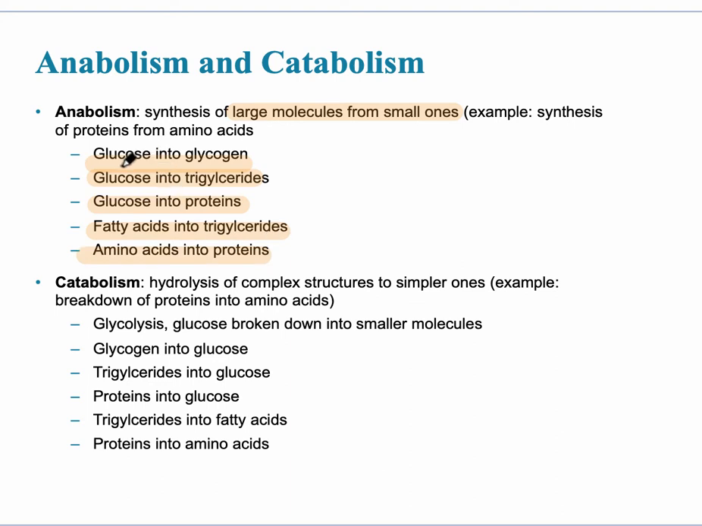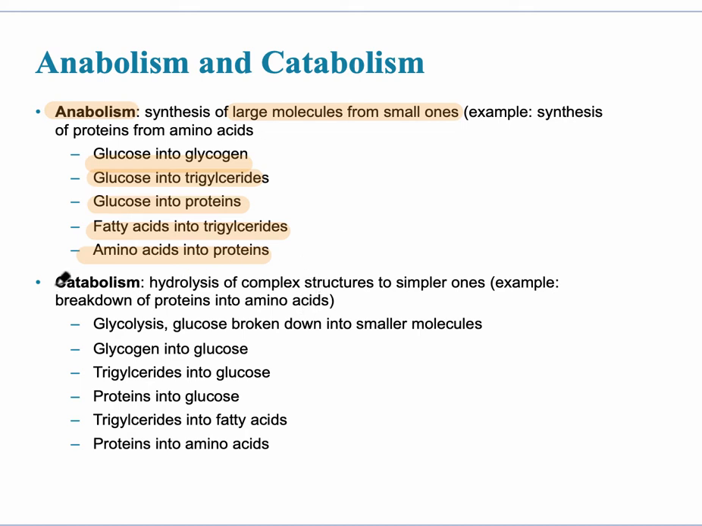So in all of these examples, the monomer, the single unit molecule, would be glucose. That's the monomer for carbohydrates. The fatty acids would be the monomers for triglycerides, the smallest unit. And amino acids would be the smallest unit that is added together to make proteins. So again, anabolism means that all of these small units, monomers, are added to produce a polymer, a larger molecule.